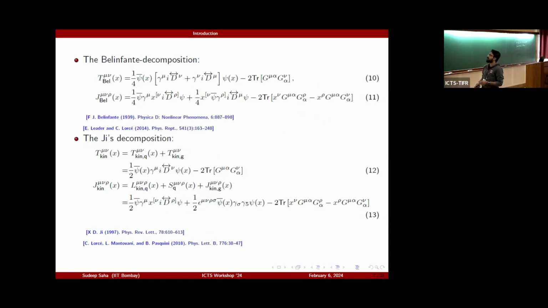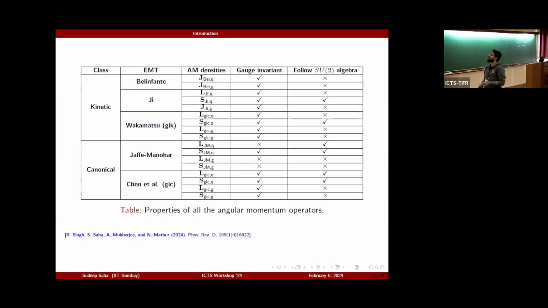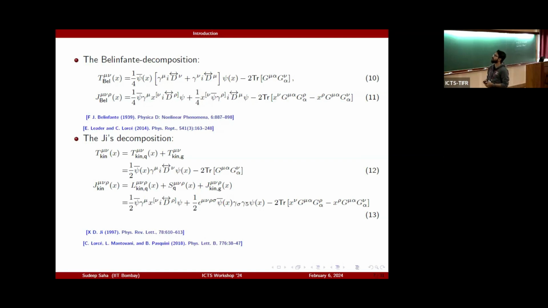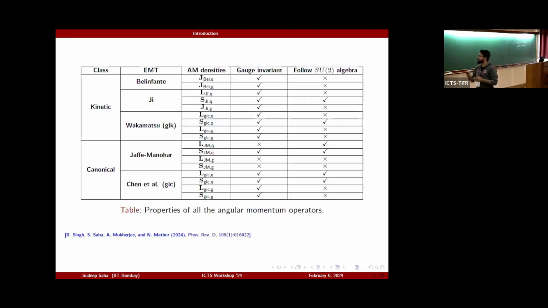Okay. So next we have a gauge invariant decomposition, the Belinfante decomposition, which separates the total angular momentum into two parts, which are the total angular momentum of quarks and gluons. And none of the operators satisfy the SU(2) algebra. And lastly, we have Ji's decomposition, which separates the total angular momentum of quarks into spin and orbital angular momentum parts. Okay. And this is the table which summarizes all the different properties of the angular momentum operators.